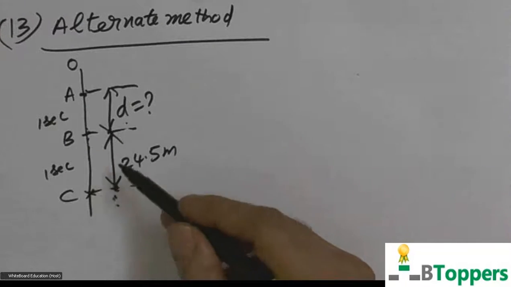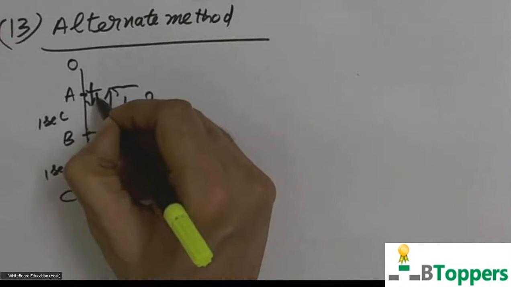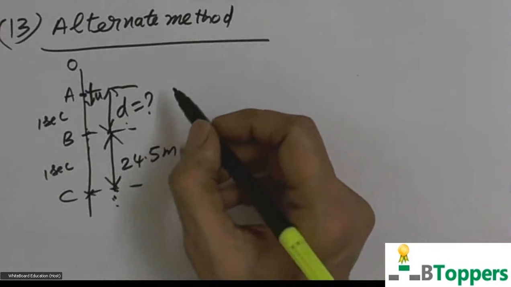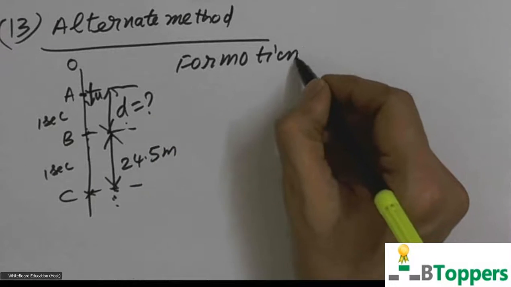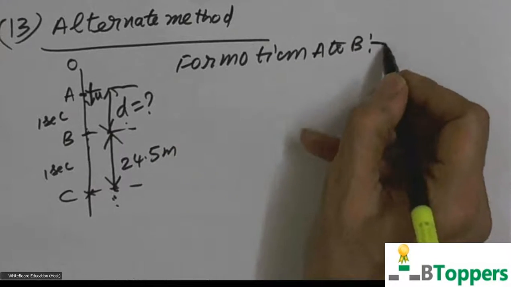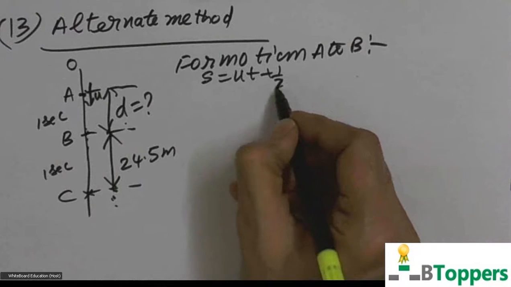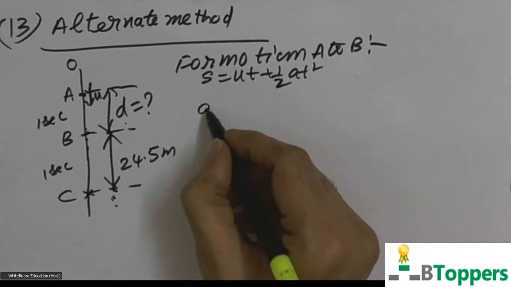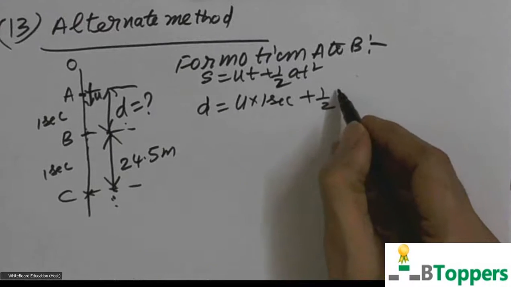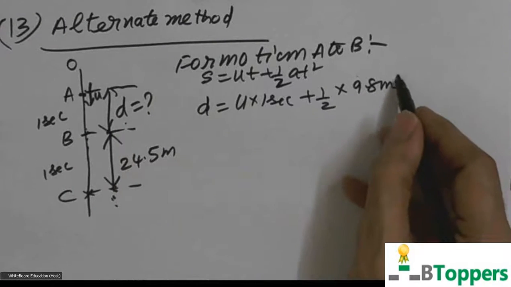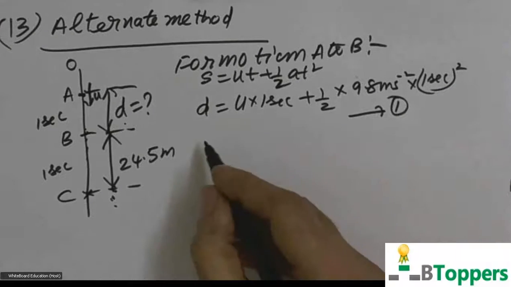The problem is given in terms of displacements and time intervals. Therefore, you can solve the problem by using the equation s equal to ut plus half at square. Let u be the velocity at A. So for motion from A to B, we use the equation s equal to ut plus half at square. Here s equals d, the time interval for motion from A to B is 1 second, and the acceleration for a freely falling body equals g, that is 9.8 meters per second square, and t equals 1 second. You call this equation number 1.